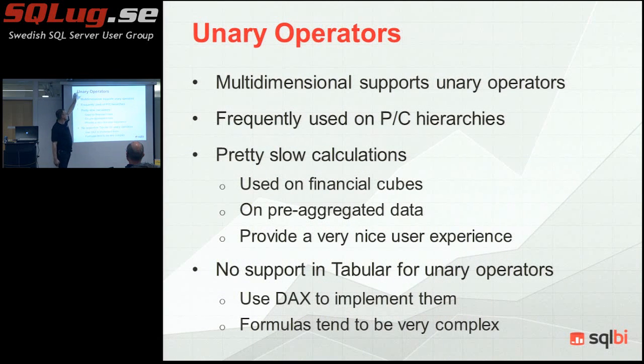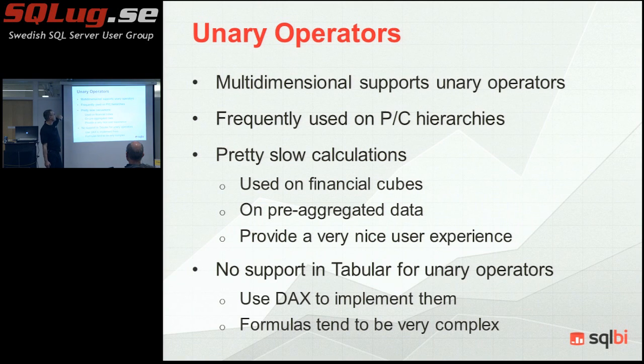Unary operators. Unary operators are often used with parent-child hierarchies. They work with any hierarchy, but they are often used with parent-child hierarchies. If you have a unary operator, multidimensional supports them immediately. You don't have to do anything. You just add the unary operator column, and you are up and running. The server will handle all the complexity of that for you.